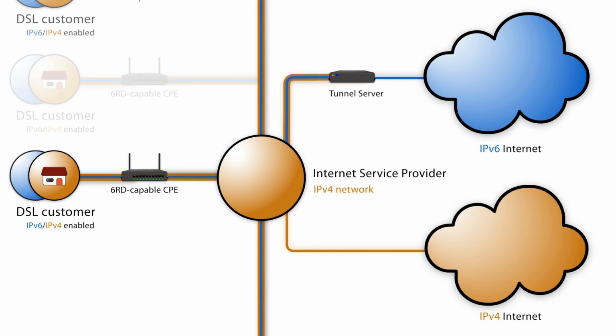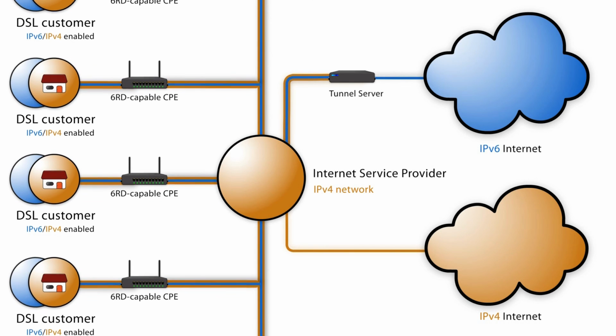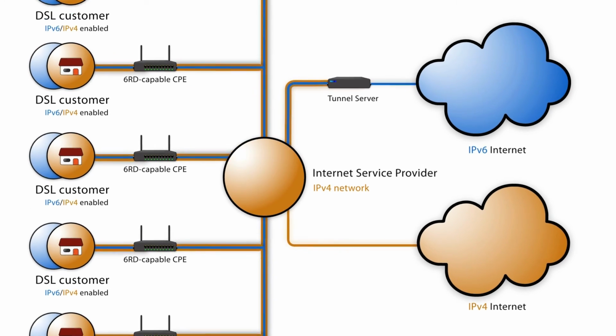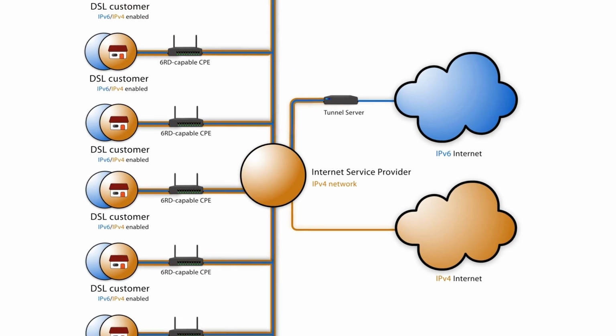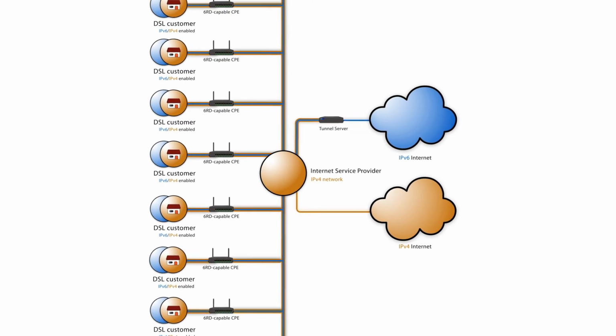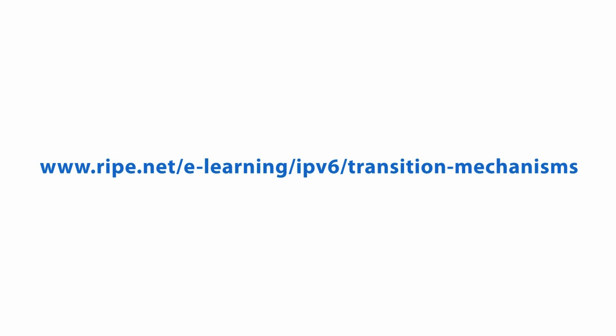The benefits of 6RD are that it allows internet service providers to deploy IPv6 on networks that cannot provide native IPv6 connectivity. It also allows providers to rapidly deploy IPv6 for a large residential network. If you want to know more about transition mechanisms, please see our other videos.